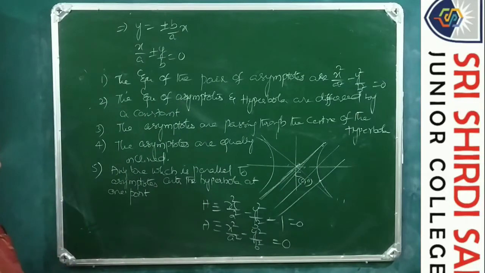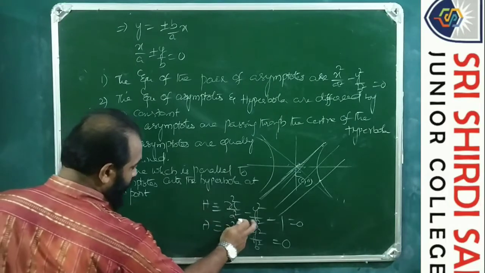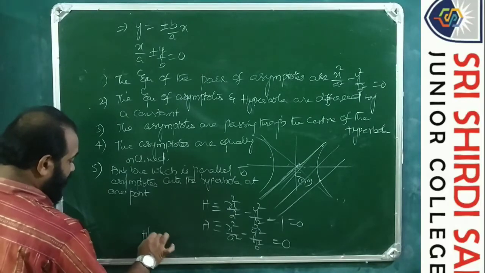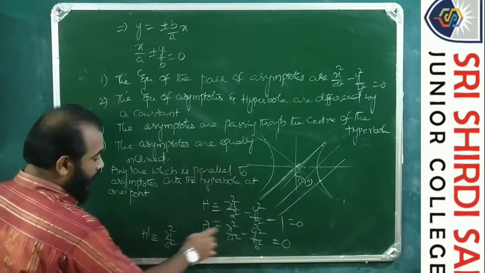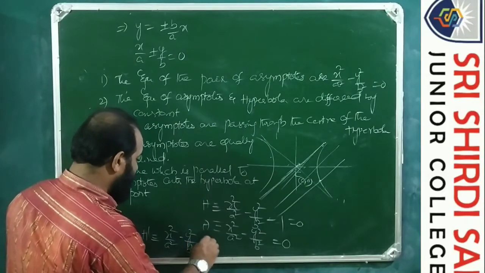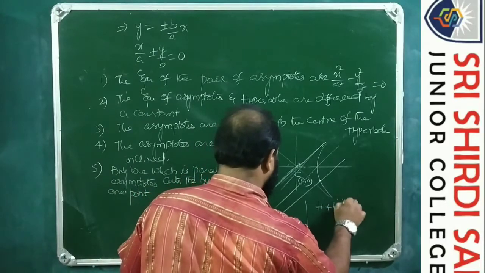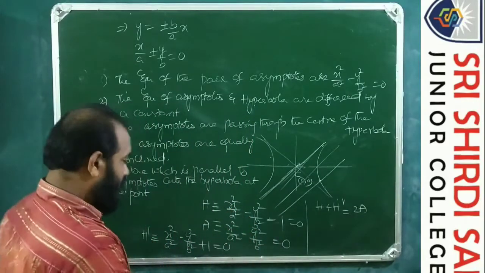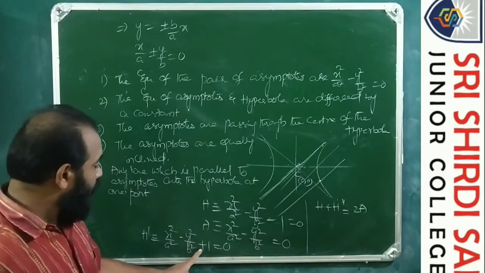Now, if the equation of the hyperbola H is x square by a square minus y square by b square minus 1 equals 0, and this is the asymptote pair S, and H dash is the conjugate hyperbola, x square by a square minus y square by b square equals minus 1. That means x square by a square minus y square by b square plus 1 equals 0. Now H plus H dash equals 2 times the asymptotes. So x square by a square minus y square by b square minus 1, plus x square by a square minus y square by b square plus 1.